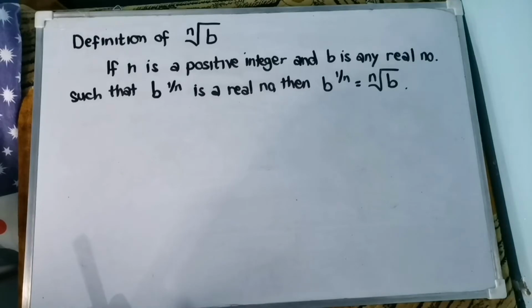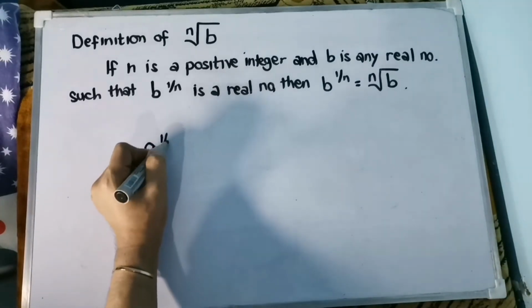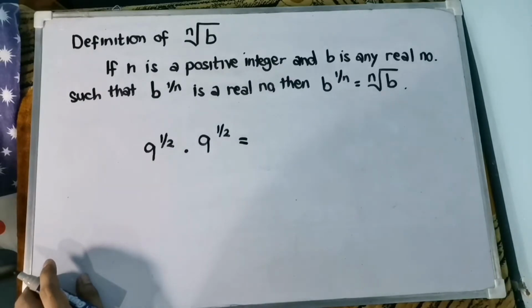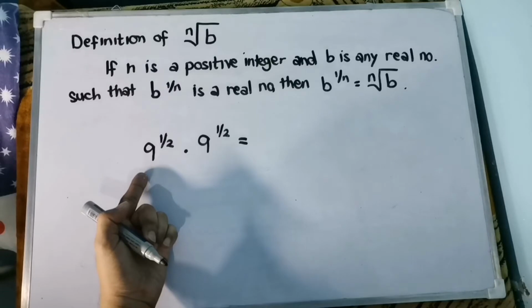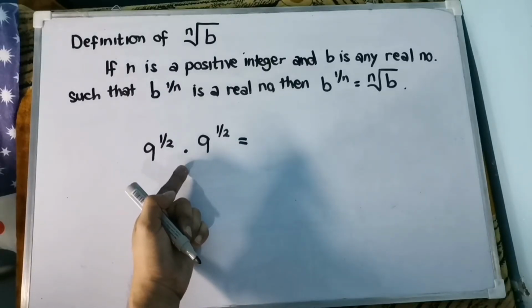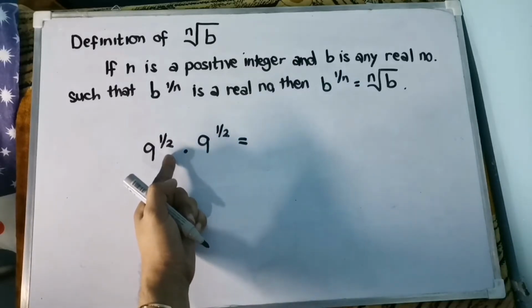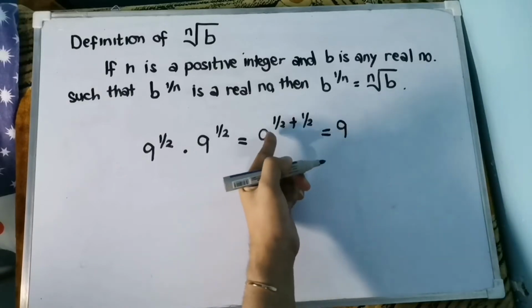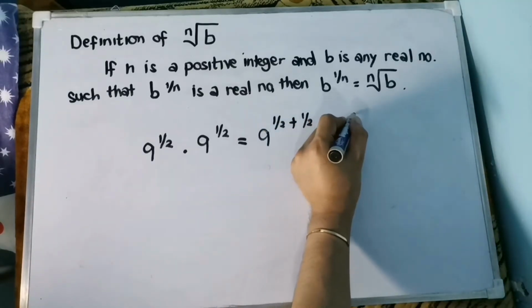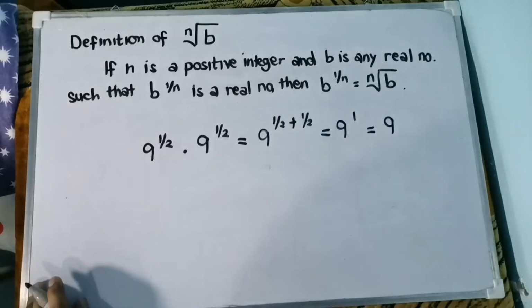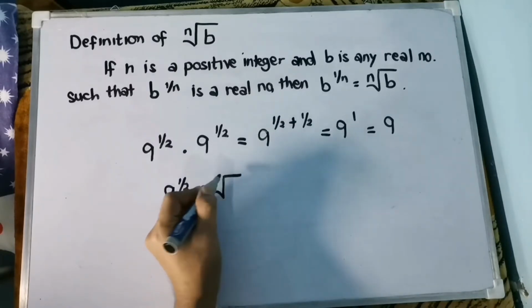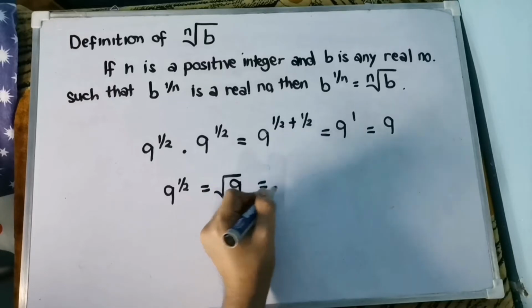So, previously, we determined the relationship between the concept of rational exponent and radical. Let us say we have here 9 raised to 1 half times 9 raised to 1 half. As you have observed, we have the same base, which is 9. We just copy it, and then since multiplication, we can apply the product rule. So we just add the exponent. So this gives us an answer of 9 raised to 1 half plus 1 half, which is equal to 9 raised to 1, and then 9 raised to 1 is 9. This means that 9 raised to 1 half is equal to the square root of 9, which is equal to 3.